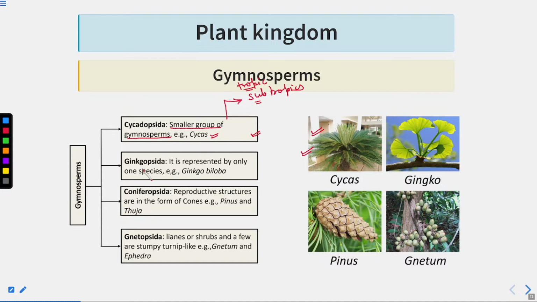Next is the Ginkgopsida. It is represented by only one species, Ginkgo biloba. So this is a living fossil, we can say. Ginkgo has tree characteristics. They are like a tree, right? And the tree has a large number of applications ranging from medicines to cooking, right? They are very important because they are of medicinal importance as well as for cooking. So Ginkgo leaves are ingested as a remedy for memory related disorders, that is Alzheimer's. So this is one of the importance of this particular plant.